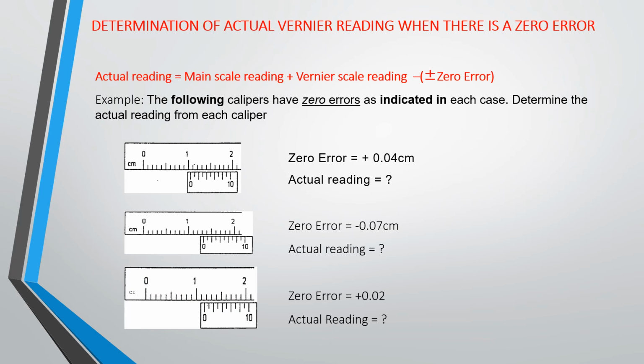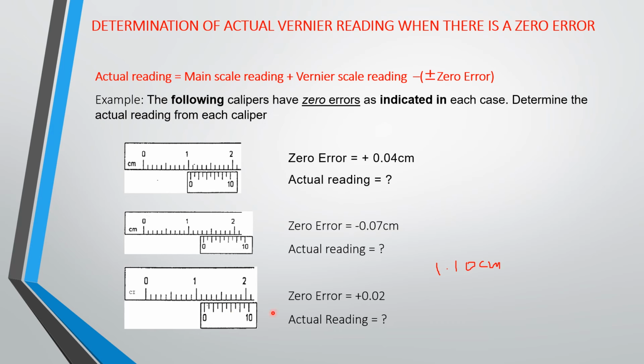We'll take one more example. So for this particular one, take the main scale reading. The main scale reading is 1 with 1.1, right? I think that should be easy for you by now. So that's 1.10 centimeters. Always write it to 2 decimal places.